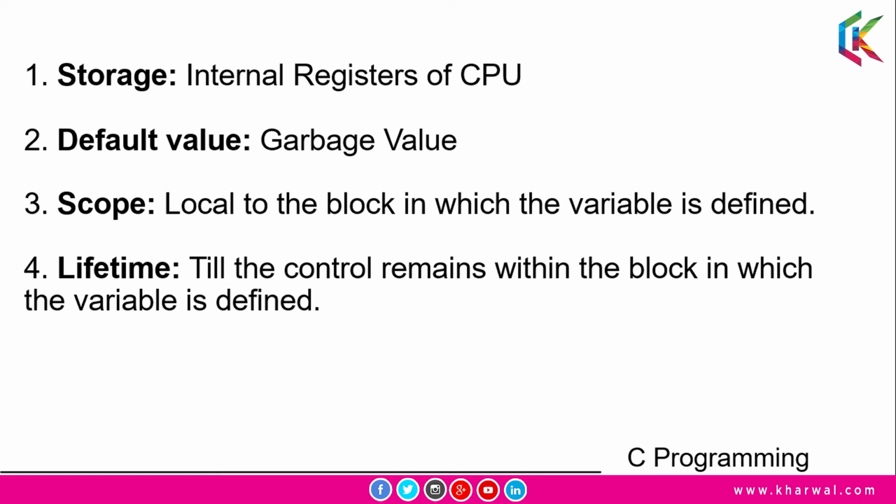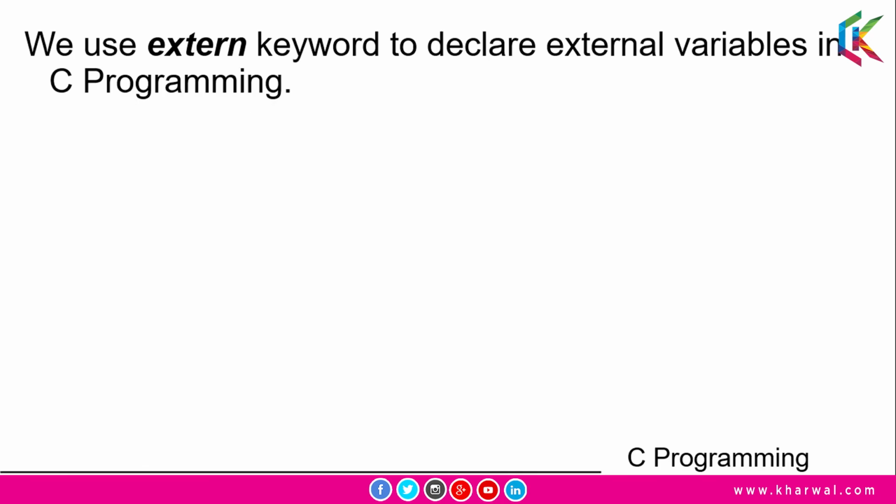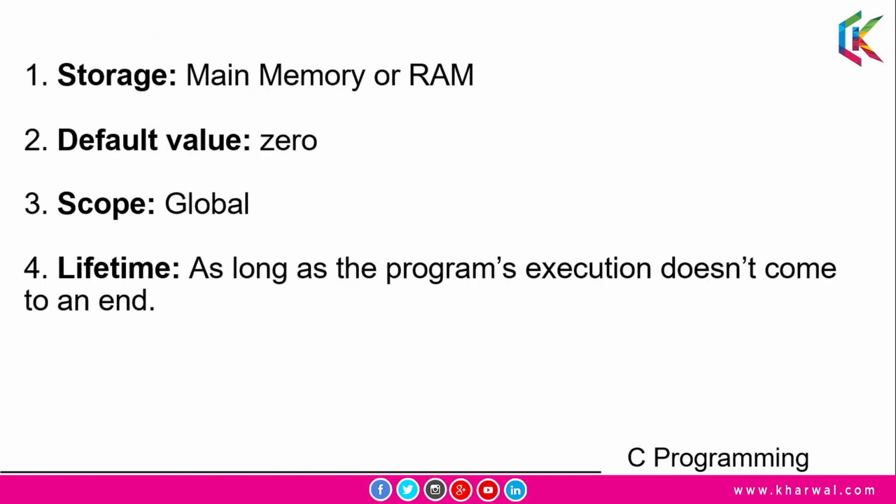So now moving on to the next topic, and that is external storage class. So let's go ahead and we'll discuss it. The extern keyword is used to declare external variables in C programming. External variables will be stored in main memory or RAM, and the default value of external variables will be 0. The scope of external variables will be global, and the lifetime of external variables will be throughout the program.